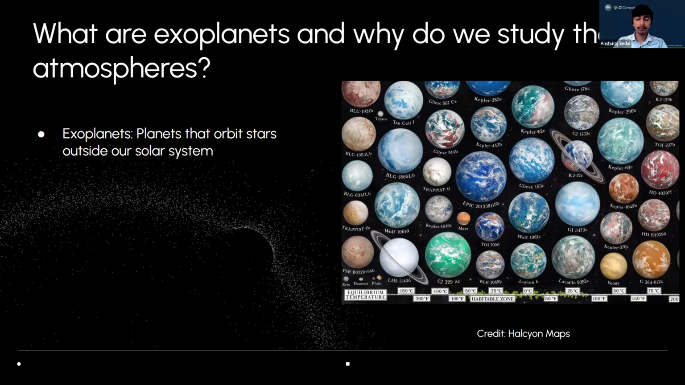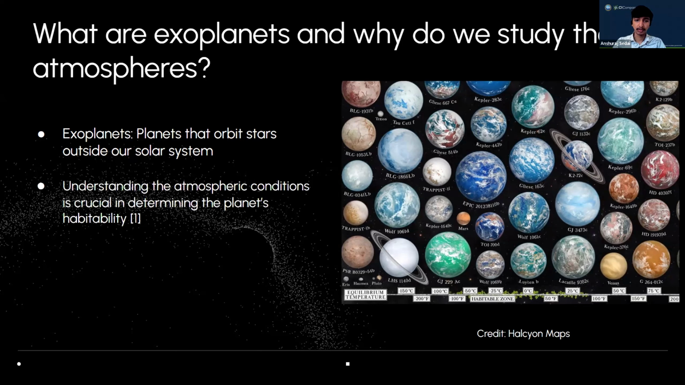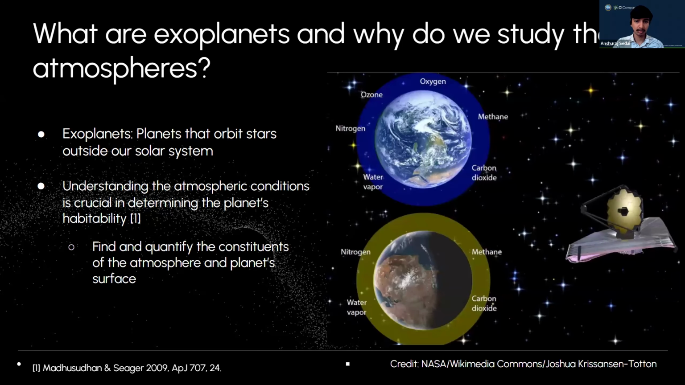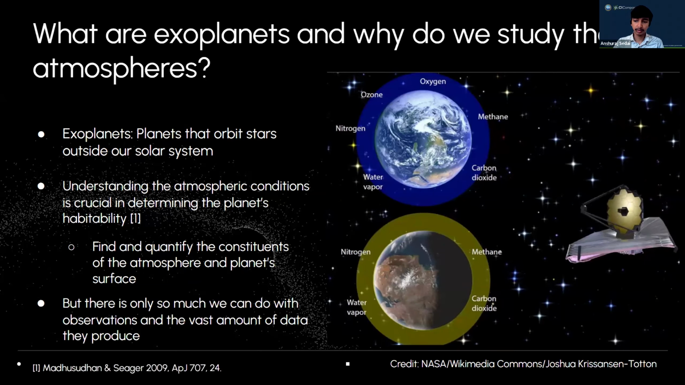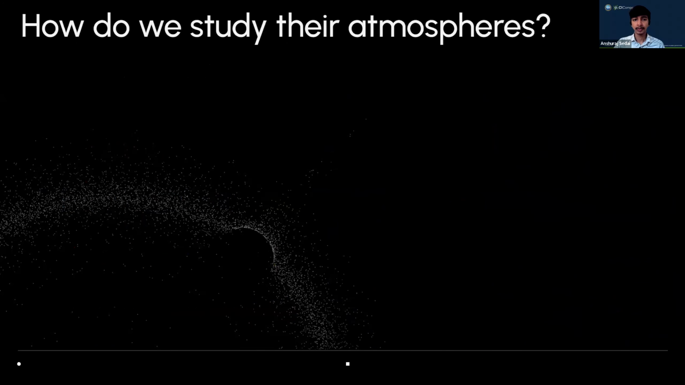And why do we care about their atmosphere? Understanding the atmospheric conditions is very necessary if we want to know if the planet is habitable or not, because understanding the chemical components and the constituents of the atmosphere helps us determine if it is produced by living organisms or in the presence of living organisms. But there's only so much we can do in terms of observations and the vast amount of data the space telescopes produce. So how do we study their atmosphere?